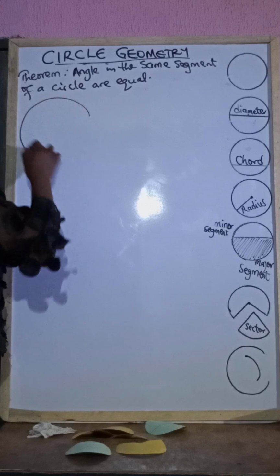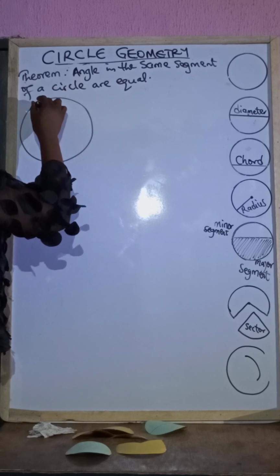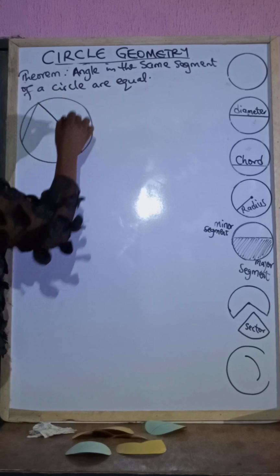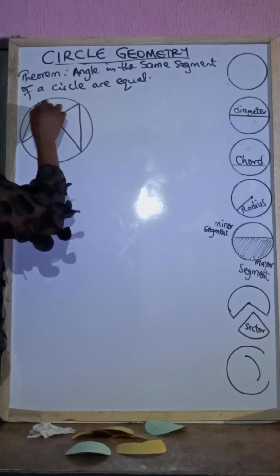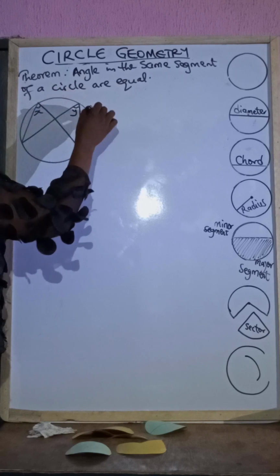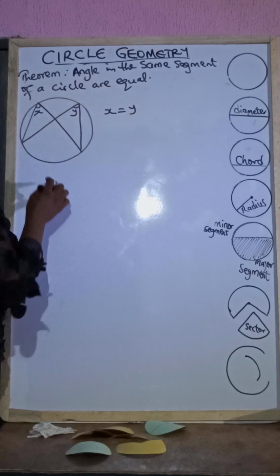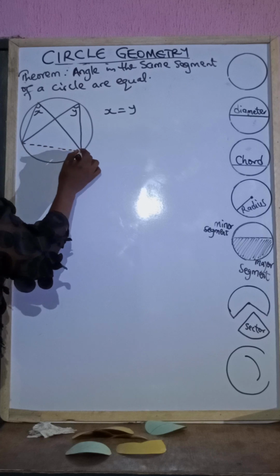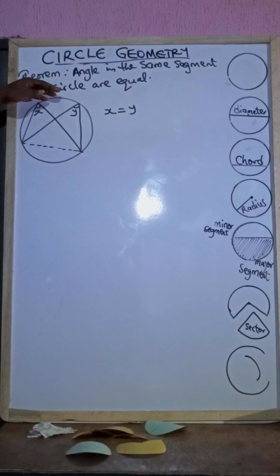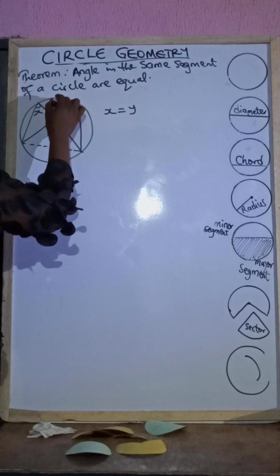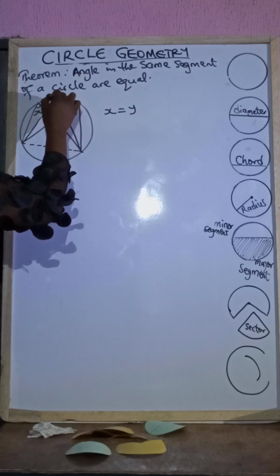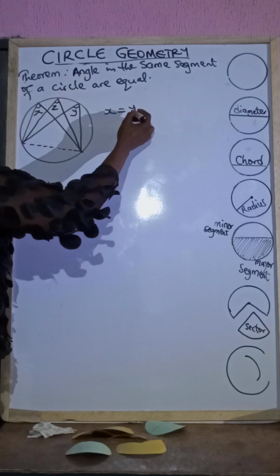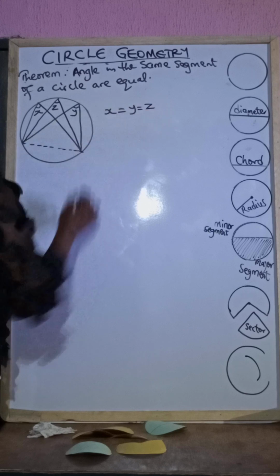So let's have these circles. What we're saying is this, that if the angle here is x and the one here is y, we are saying that x should be equal to y because they are in the same segment. You can see they are in the major segment of this circle. So whatever I have here is what I'll have here. And even if I have a third one here, which I may label z, x should be equal to y, which should also be equal to z.